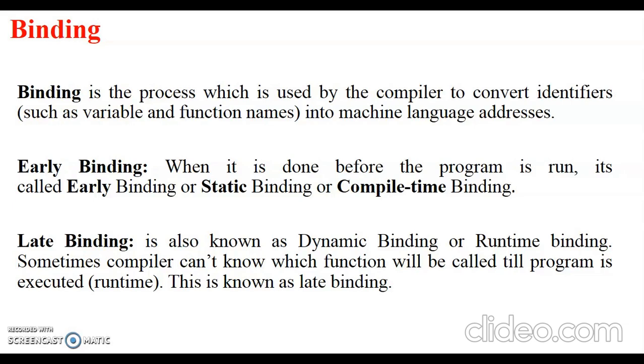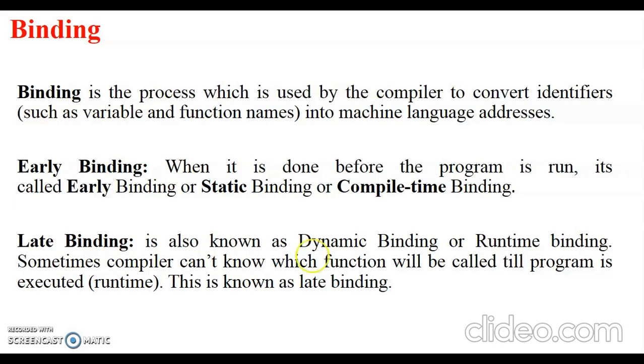There are two types of binding. The first one is early binding and the second one is late binding. Early binding is done before the program is run. Before running the program, when you compile your program, this early binding is done. It is also known as compile time binding or static binding. So when you compile your program, some variable names and function names are converted into machine language addresses by the compiler, and this type of binding is known as early binding.